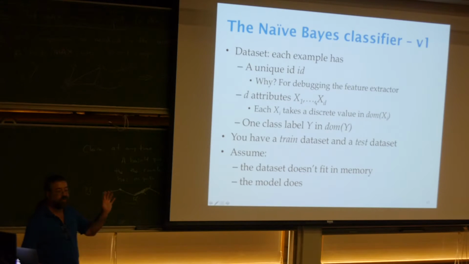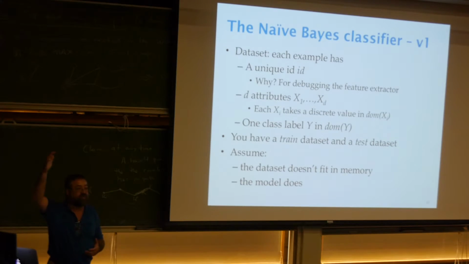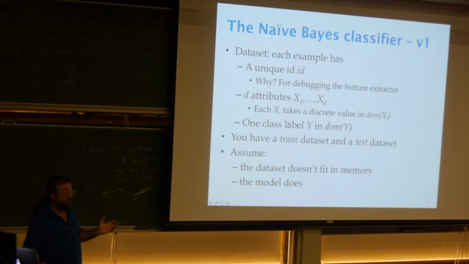There are 4 attributes, 1, 2, 3, 4. The 4 context words. And each one takes a discrete value. So here the domain is a vocabulary of English words, right? It's a very large set of possible discrete values, but each one is going to take a particular value. And then I've got one special class label. So every example has got the ID, it's got these attributes, and it has a class label. We've got one data set for training and one for testing.